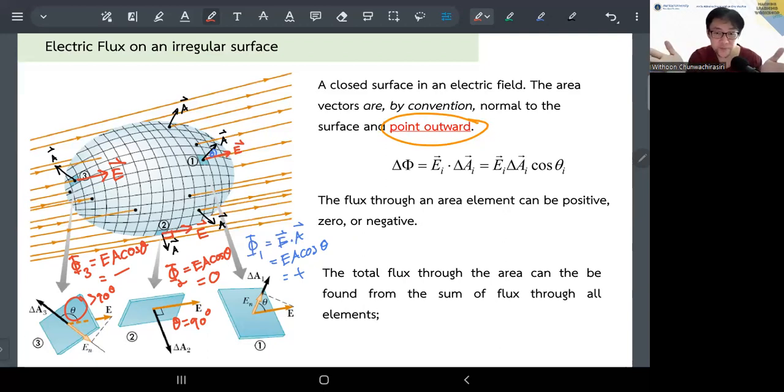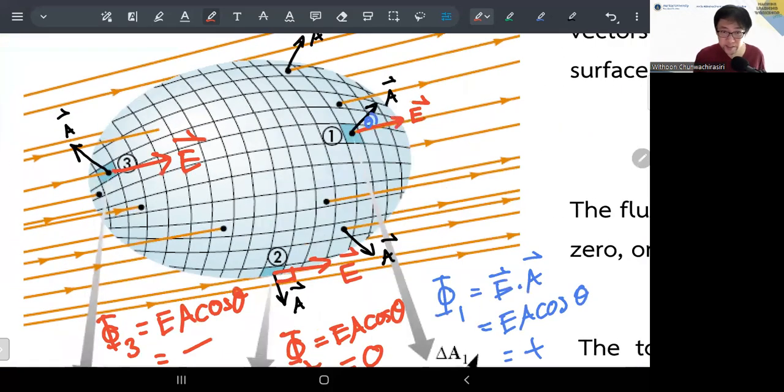So in conclusion, we have 3 cases. Electric field can give you a positive flux, negative flux, or no flux. But now when you look at this, do you see what the flux is trying to tell you?